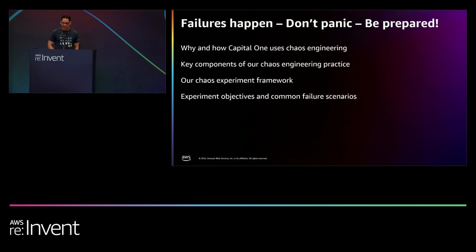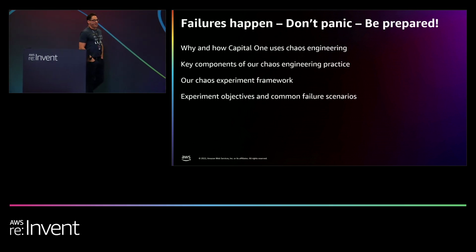So one of the core concepts of cloud computing is that failures happen, and you're supposed to architect for failure. When I say that failures happen, don't panic, be prepared, it means that you can prepare for outages. You can prepare for things that you're not necessarily expecting to happen. But when they do, performing things like chaos engineering will help inform your decisions when you're troubleshooting and understanding how you want your application to behave.